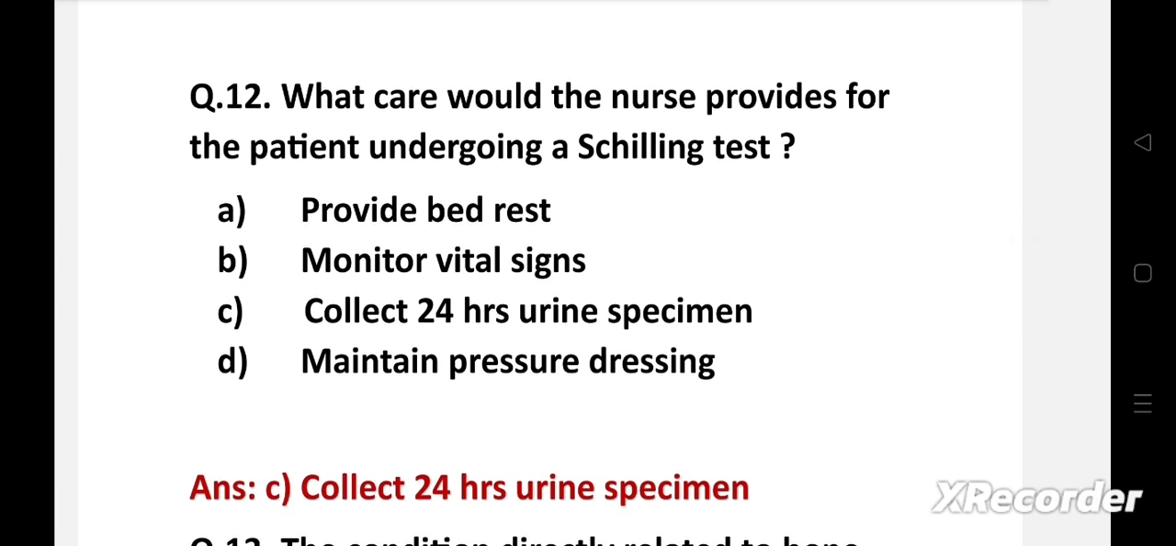Collect 24 hours urine specimen. A person with normal cyanocobalamin absorption excretes 8% to 40% of radiolabeled vitamin B12 in a 24-hour urine collection taken after the injection.